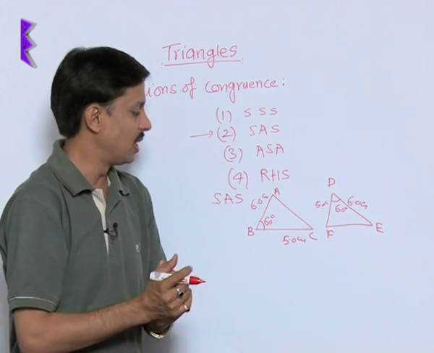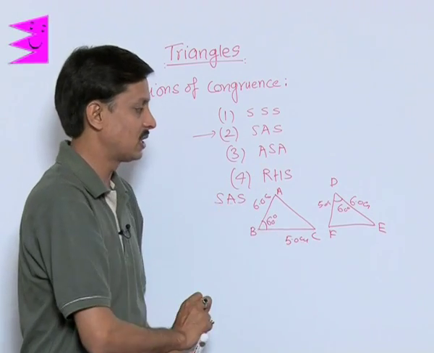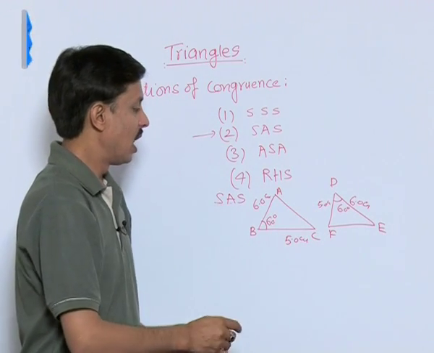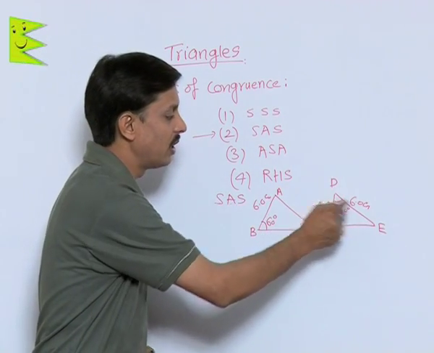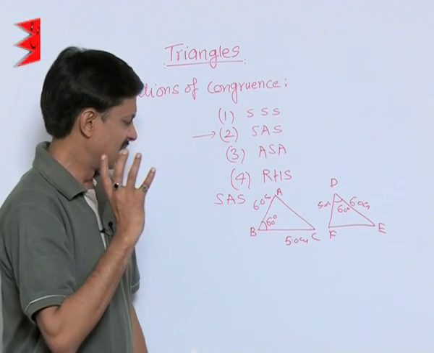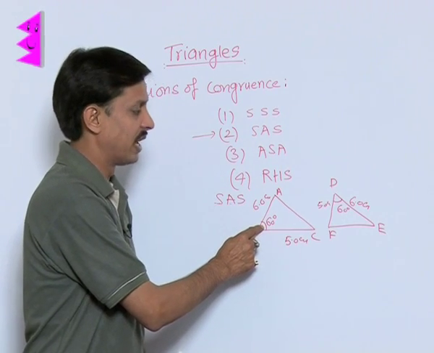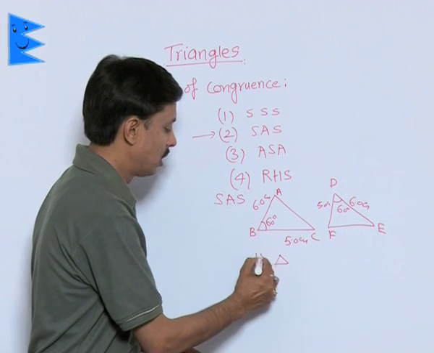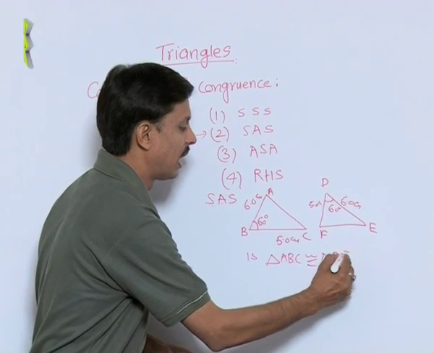So you can observe here that in the first triangle ABC, two sides are 5 and 6, and in the second triangle two sides are 5 and 6. The angle included between these two sides is 60 degrees. Similarly, the angle included between these two sides in the second triangle is also 60 degrees. It is mandatory that the two sides which are equal must have the same angle between them in the second. So now my question is: is triangle ABC congruent to triangle DEF?